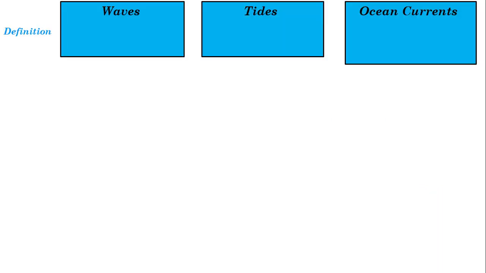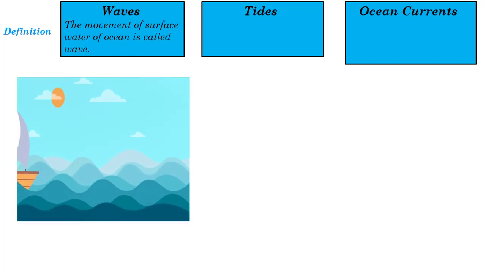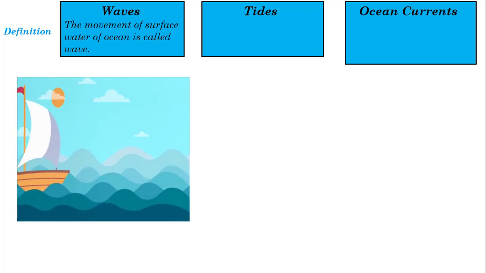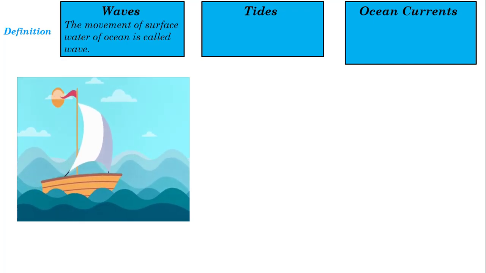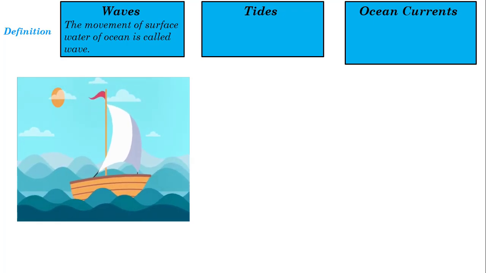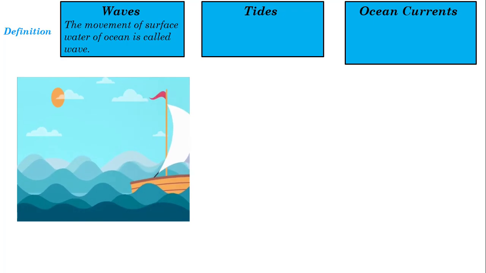Let's start our today's lesson with the definition of waves, tides and ocean currents. The movement of the surface water of the ocean is called wave. The ocean water moves up and down, back and forth, but displacement of the water does not occur, as it is the energy which passes through the water and moves horizontally in form of a wave.